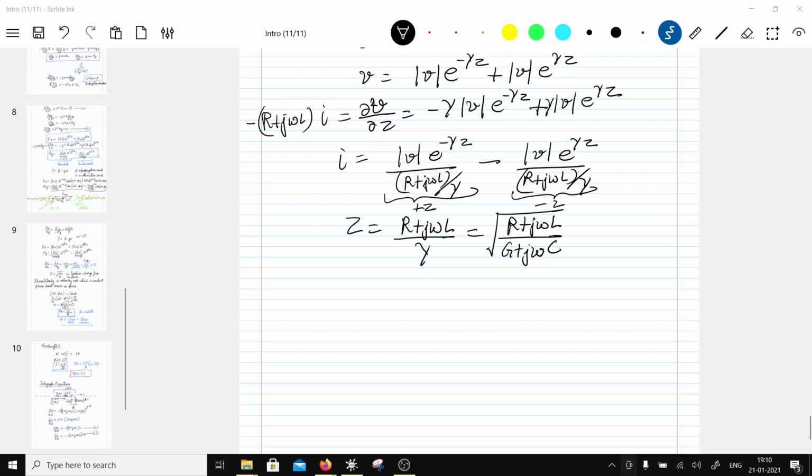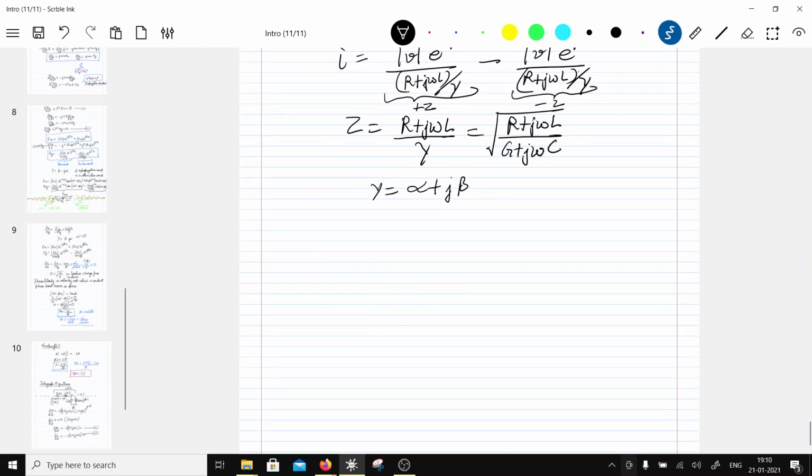So now gamma in this case, because the factor j is already absorbed. In the other case j was outside, right? So earlier, because j was outside, that was why you got beta minus j alpha, but now the j is absorbed in it, so it is of this form, right? So that would be equal to root of R plus j omega L into G plus j omega C.